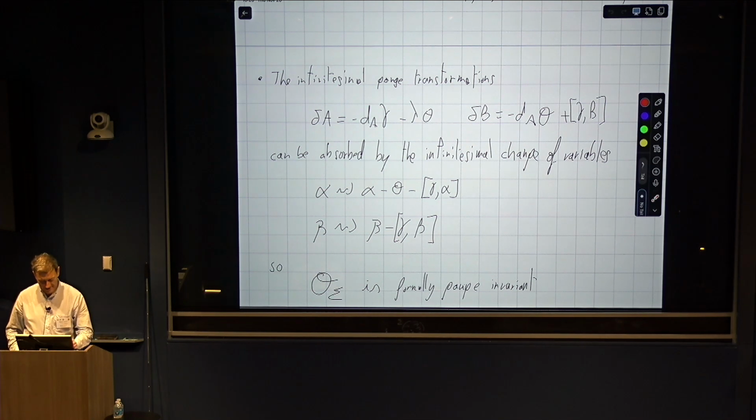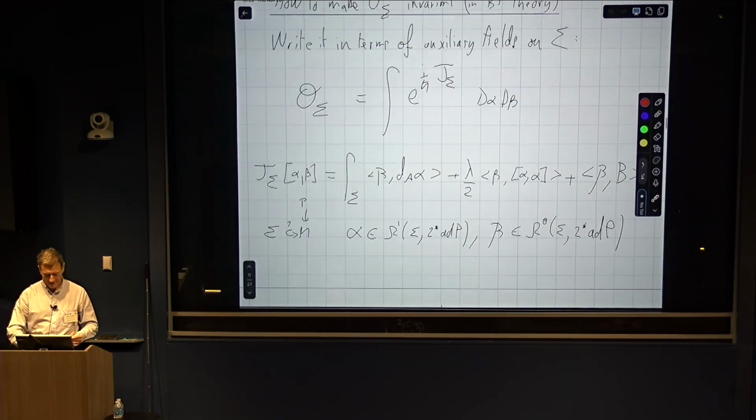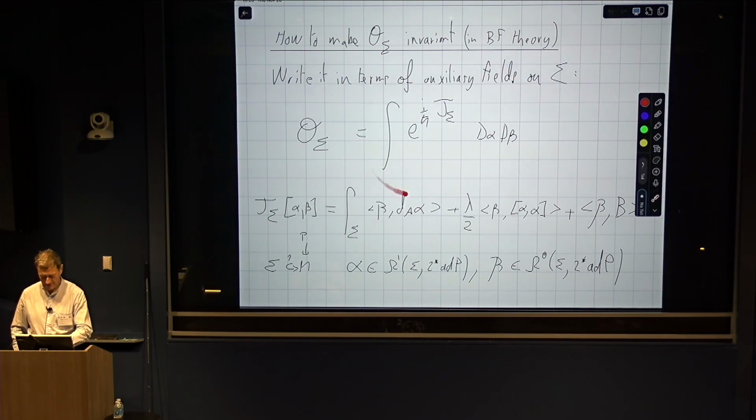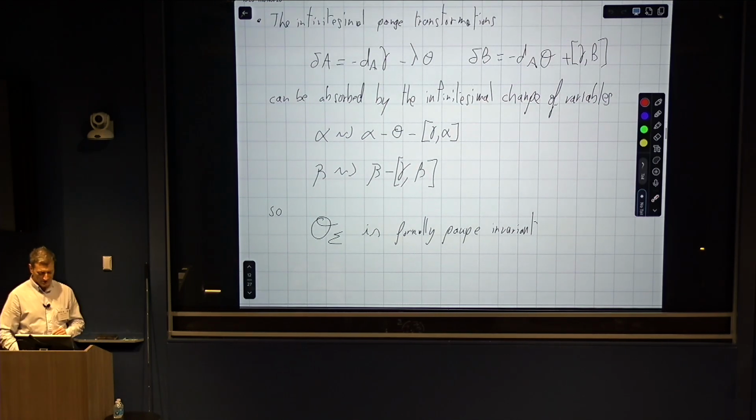So the idea is that you can compensate this transformation of A and B by this transformation on alpha and beta. So these are the symmetries, infinitesimal symmetries of the ambient theory, and these are infinitesimal changes of variables. Okay, so the idea is that formally, this whole integral is invariant under the symmetries of BF theory. So we compensate the symmetries by a change of variable. Okay, so this is somehow the idea.